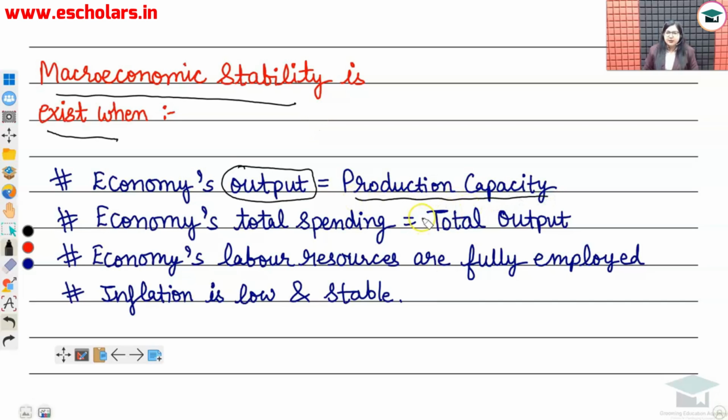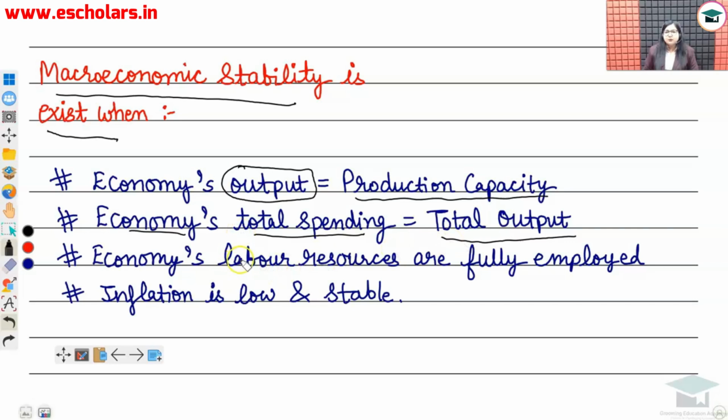In other words, we can say that macroeconomic stability will exist whenever the economy's output matches its production capacity. Similarly, macroeconomic stability is said to exist whenever the economy's total spending, or you can say the economy's total expenditure, will be equal to the economy's total output. In other words, whenever the entire output generated in the economy is sold out, then we can say that there is economic stability.